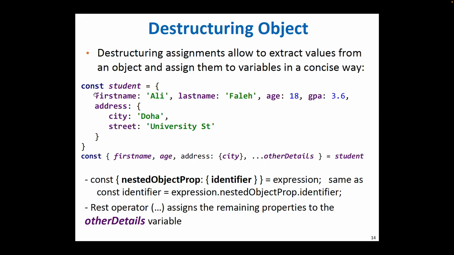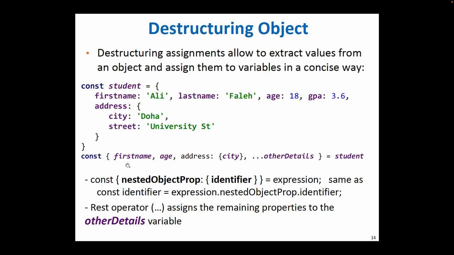Well, if I have an object, in this example we have this student object, which has first name, last name, age, GPA, and also an address, which is by itself an object. It has its own city and street. And let's say that we just need first name, age, and city, and I want to put them in variables. If you remember the spread operator, here we will use those three dots, the destructuring. So how can I do it?